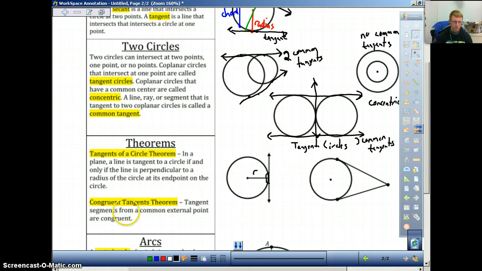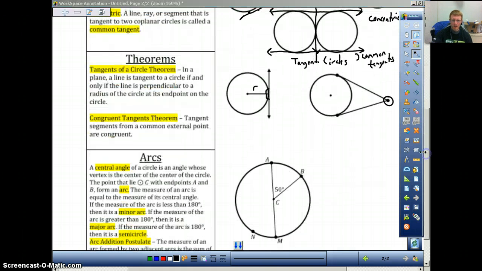Okay? And then the second one, it says congruent tangents theorem. Tangent segments from a common external point. This right here is our common external point. So if we were to draw a tangent line to the circle from that point, so this right here is a tangent line, and this right here is a tangent line because it's brushing the outside of the circle, the theorem says that these 2 lines will be congruent. Okay, and that's what these 2 lines represent, 2 congruent lines.